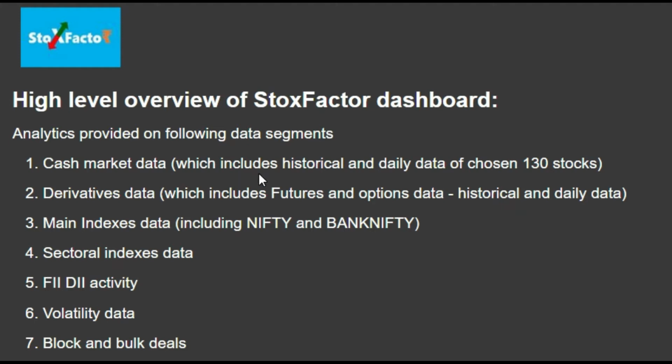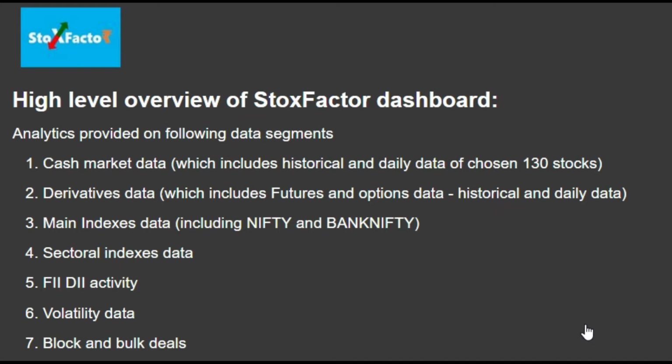So in total, I will tell you how many data points we offer in our dashboard. First is the cash market data, which includes historical and daily data. Second comes the derivatives data, which includes futures and options data, again including historical and daily data. Third is the main indexes data, which includes NIFTY and BANKNIFTY. The fourth is the sectoral indexes data, which includes NIFTY IT, oil and gas, metal, media, etc.